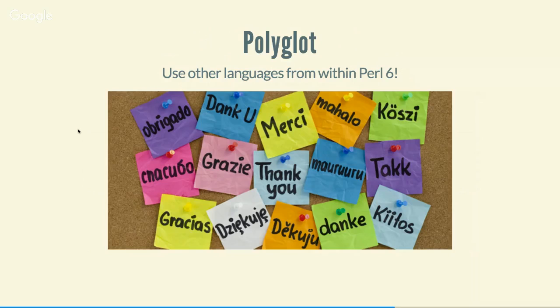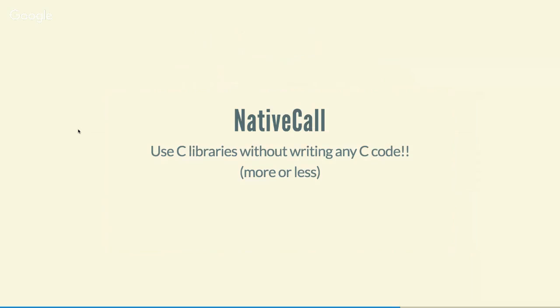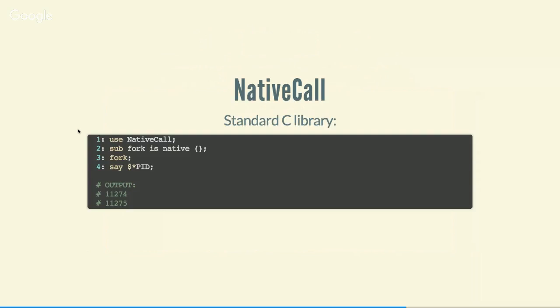So you can use other languages from Perl 6. I'm going to mention a couple of examples that are more than just how you can start an interpreter or whatever. You can use C libraries without writing any C code or compiling any C code, more or less. And you do that with a native call module. It's included in Perl 6. By default, Perl doesn't have fork. First of all, it's not needed as often as in Perl 5. And secondly, you can define it very easily.